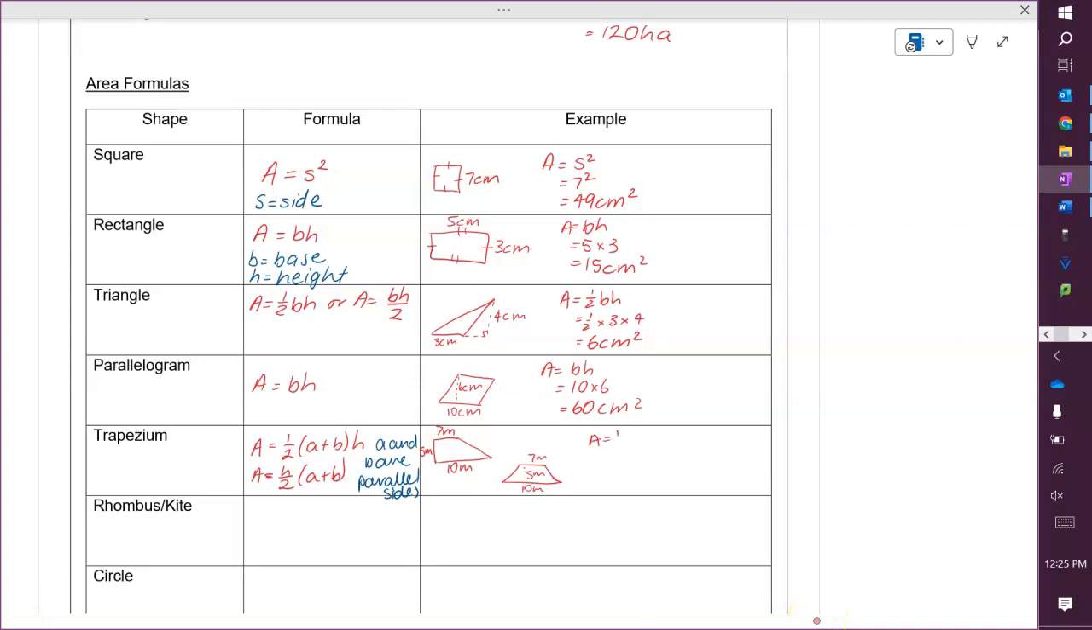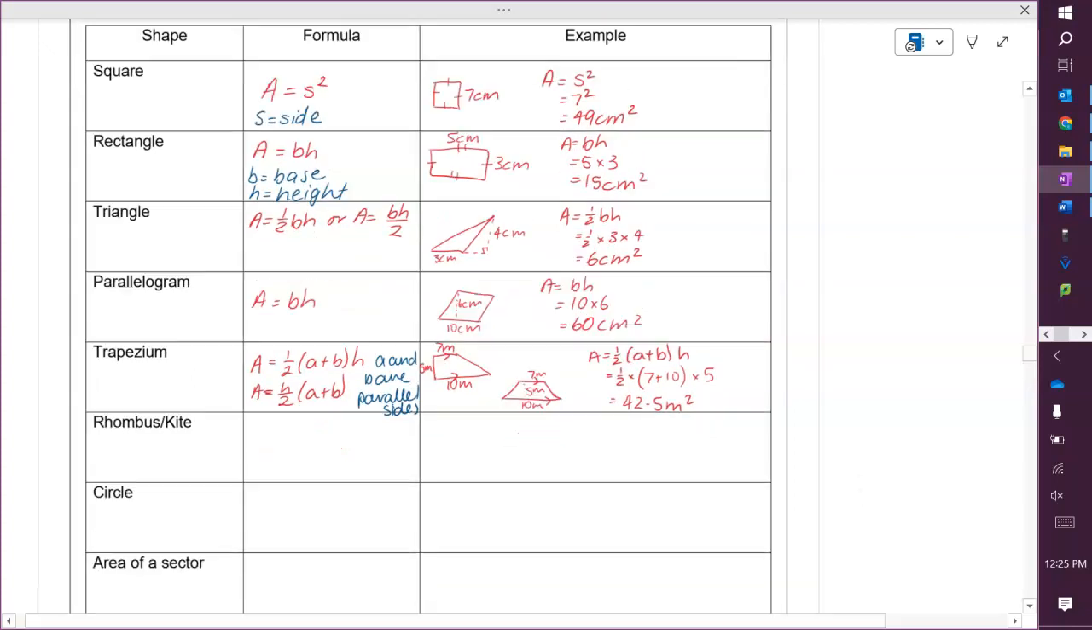If we use our formula, so a half, there's really a multiplication sign there between the brackets, remember that. A and B are the two parallel sides, so if we think parallel is shown with our little arrows, 7 plus 10, and multiplied by the height. And if we work that all out, we end up at 42.5 metres squared. So a little bit trickier, that one.